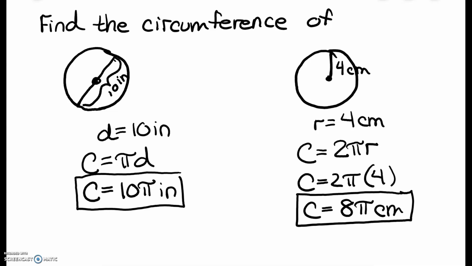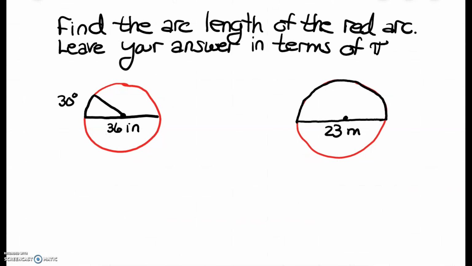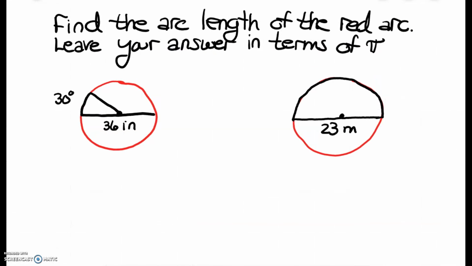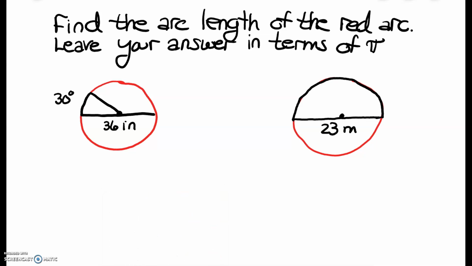Remember, this is not an area. Circumference is the distance around the circle, and that's measured in normal distance units. All right, so in these next couple of problems, I think there's 1, 2, 3, 4 problems, we are supposed to find the arc length of the red arc, which means I need to know the measure of that arc. So let's talk about the measure of the very first one.